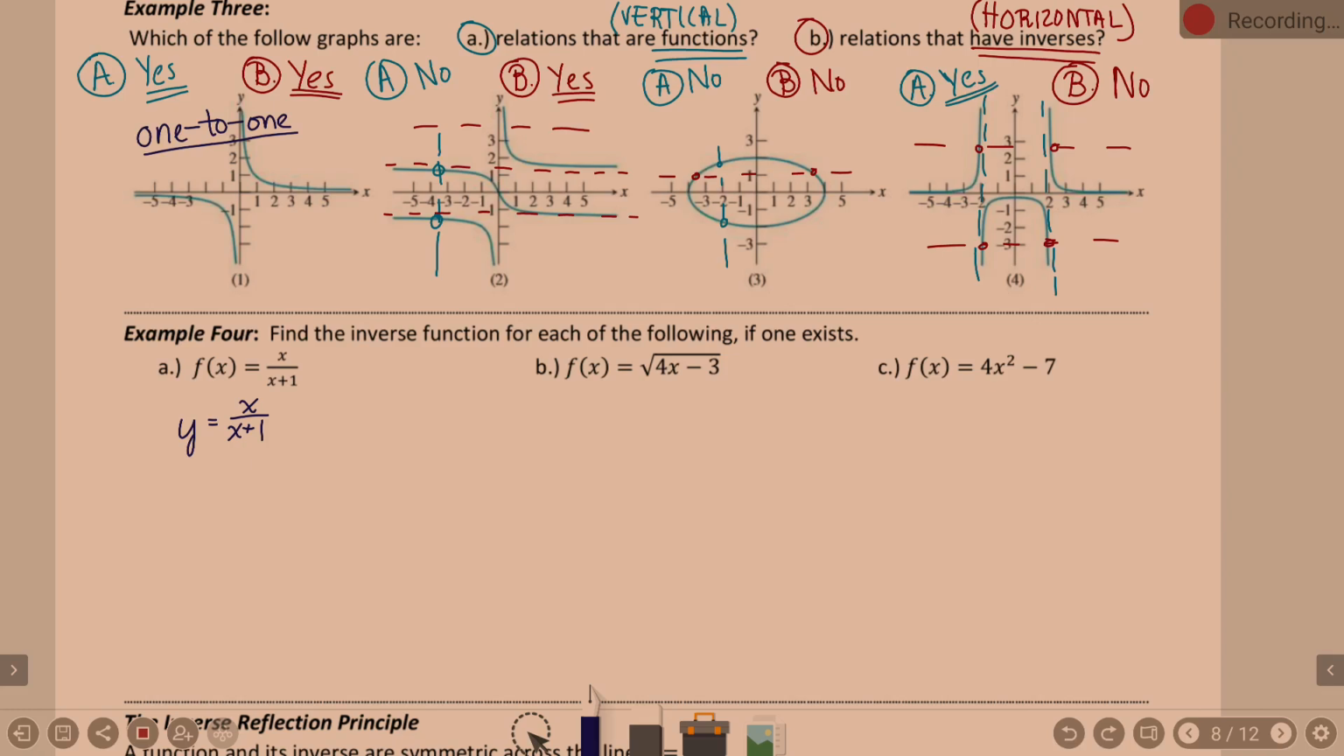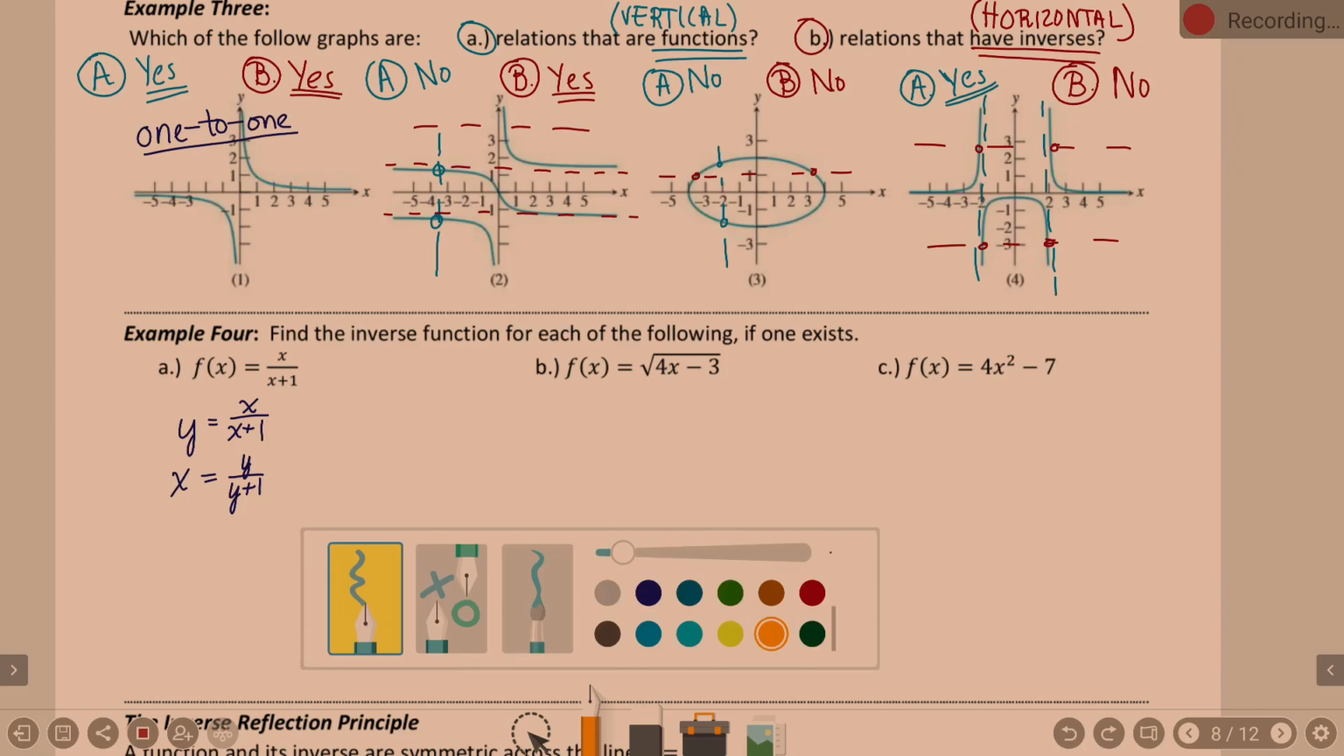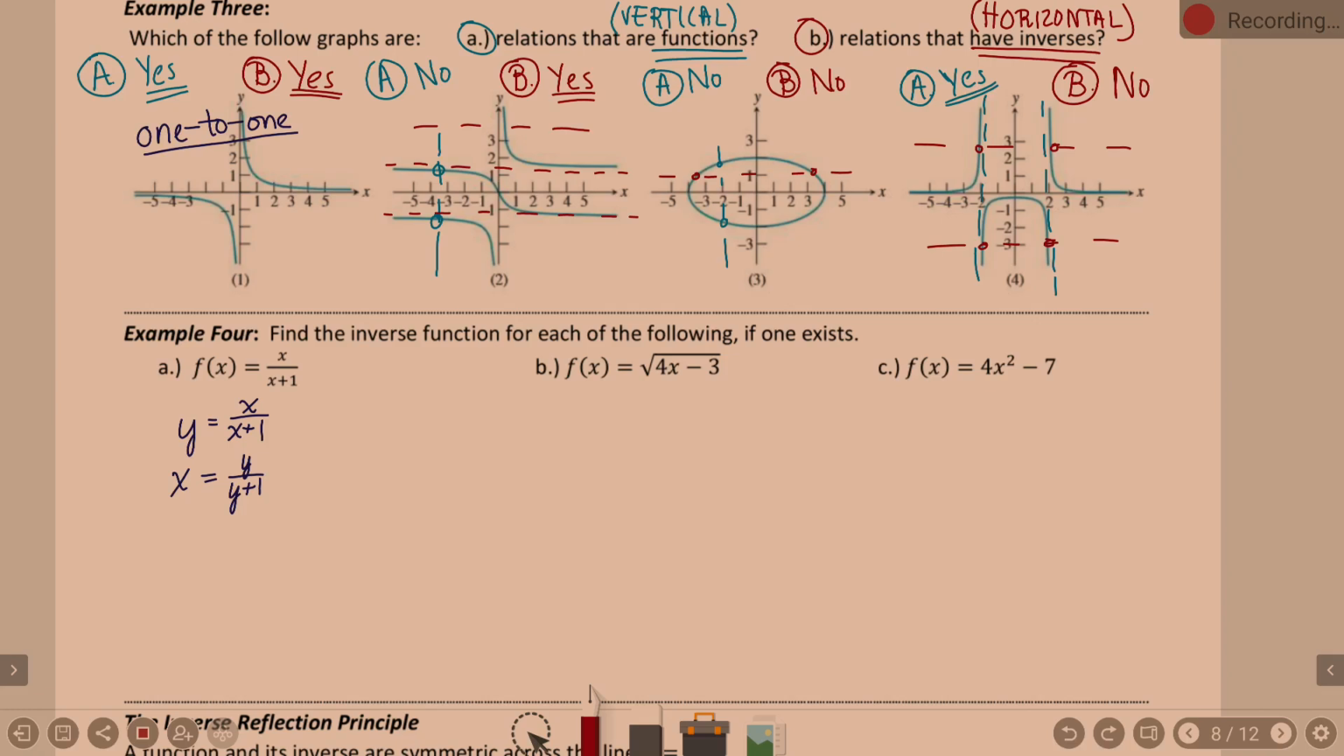So when we say switch x and y, that means every place I see a y, I write x. Every place I see an x, I write y. So instead of y equals, I'm going to say x equals. Instead of x over x plus 1, I'm going to say y over y plus 1. Okay, so if you want a little side note here, what did we do? We switch x and y. That is our step 1, so to speak.